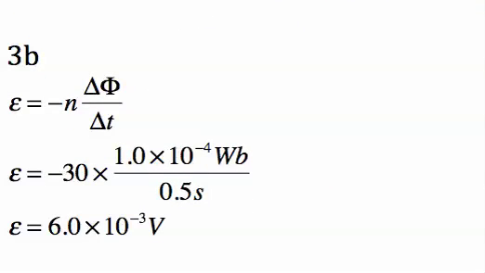3b, the average EMF is equal to the negative of the number of turns times the change in flux over the change in time. Change in flux we just worked out in part A. The number of turns you'll read in the question is 30, and the change in time is 0.5 seconds. So by applying that rule, we see that we generated 6 millivolts. The sign doesn't really matter there because it's asked for the average.